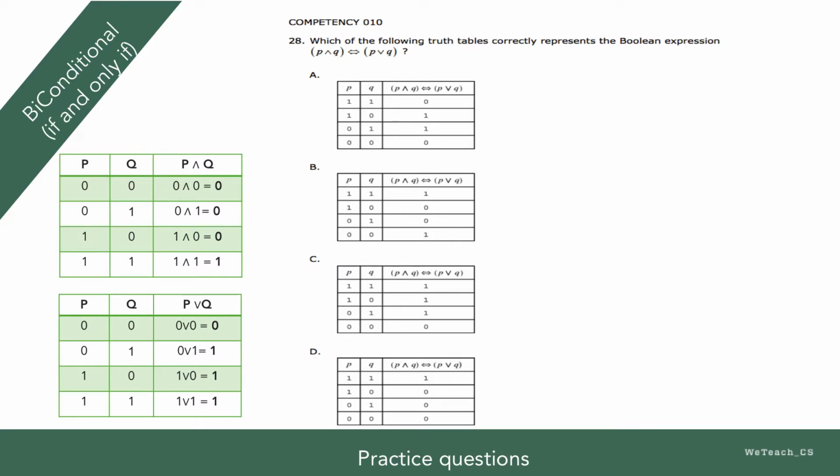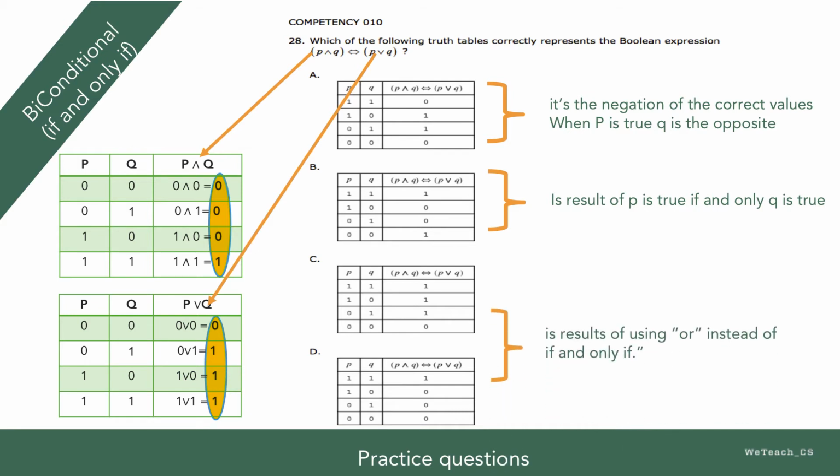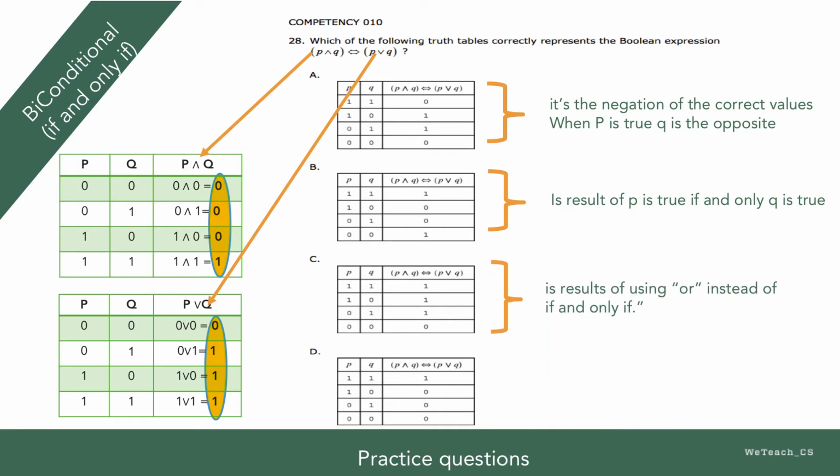Using the truth table of P conjunction Q and P disjunction Q, let us review each answer to determine which one is correct. A is the result of P is false, Q is true, which is the negation of P biconditional Q. B is the result of P is true if and only if Q is true. C is the result of using or instead of if and only if. And D is the result of using and instead of if and only if.